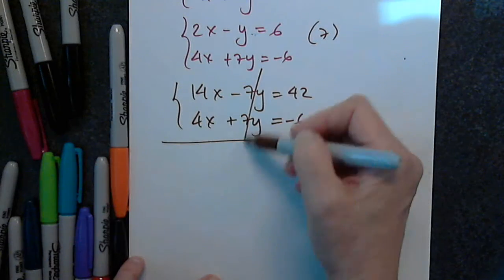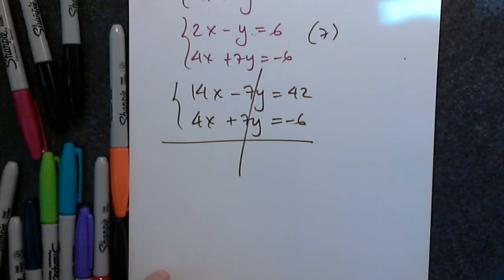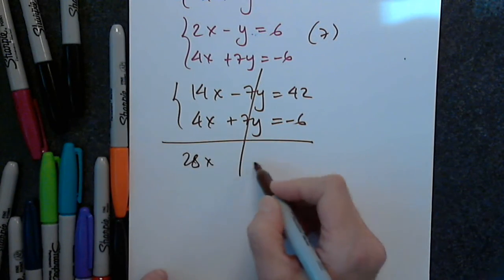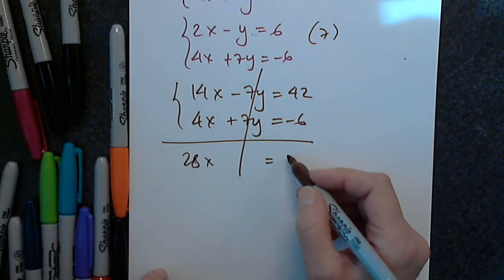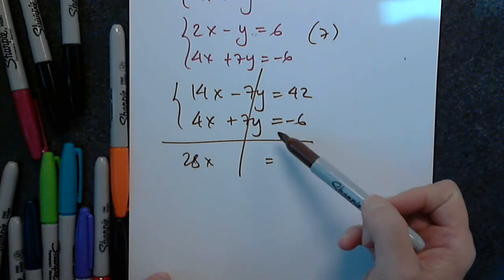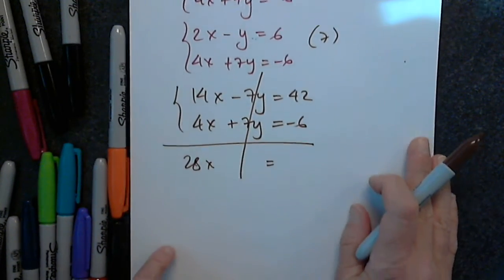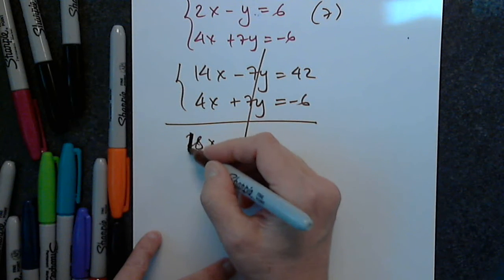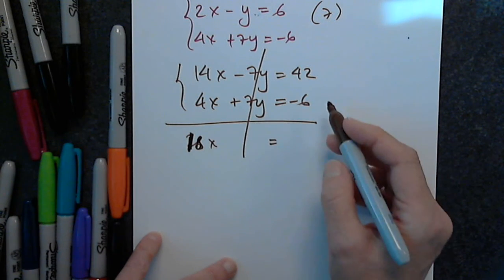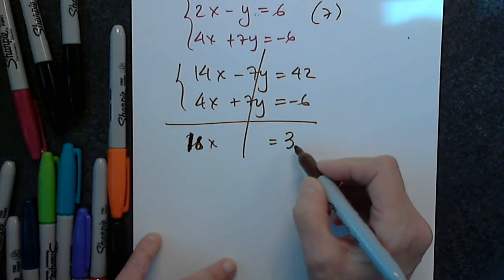And these are gone. I get 28x, and here I get... how did you get 28x? I'm wondering myself. Don't trust me today. Please don't trust me today.